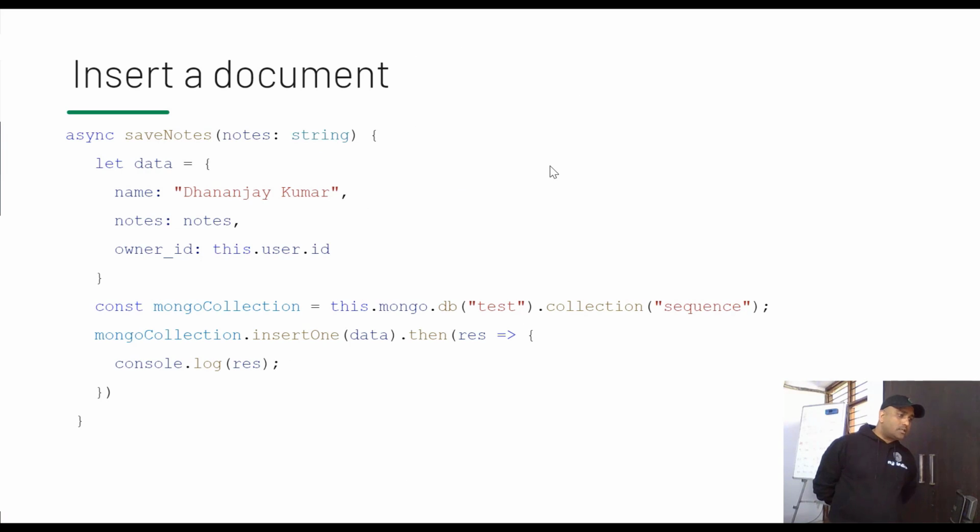All right, now to insert a document. Again, this is this.mongo.db.test.collection, and I'll show you in the code. But you remember that we created a Mongo client for the current user, that was mongo. Then .db, test is the name of the database, and sequence is the name of the collection in which we are inserting this. And then mongo collection.insertOne, and it returns a promise, and that's why on the top you see that async.